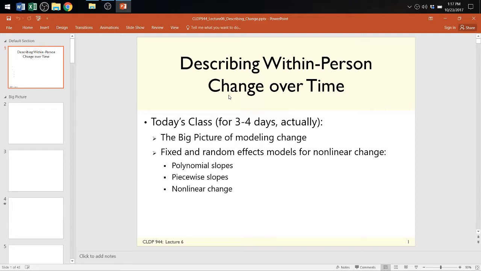So here are the 2 baseline models for the example data that we're going to be looking at. The red line is from an empty means model.